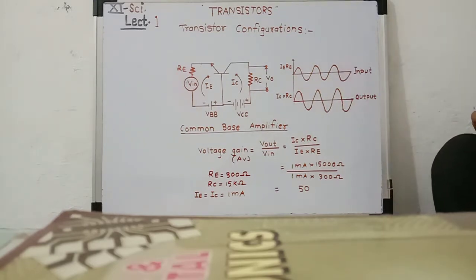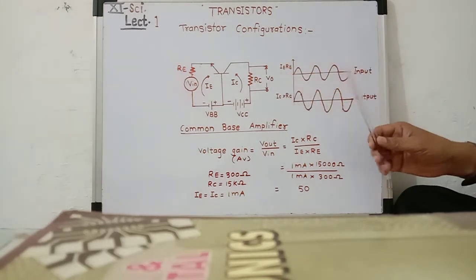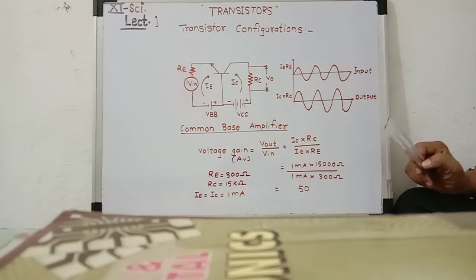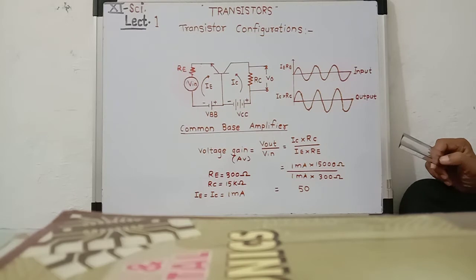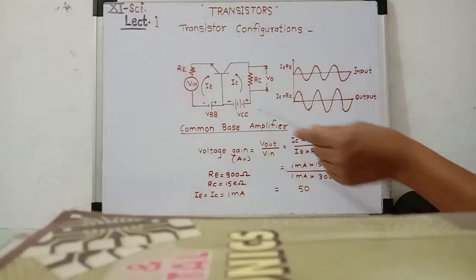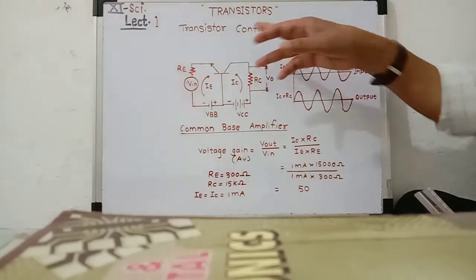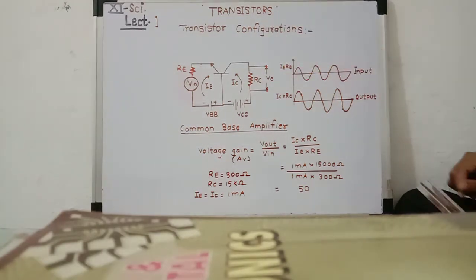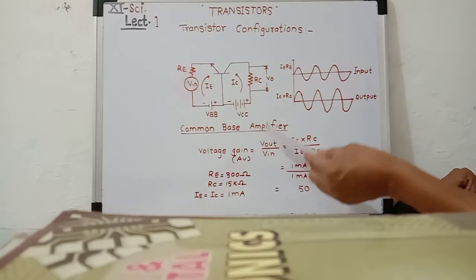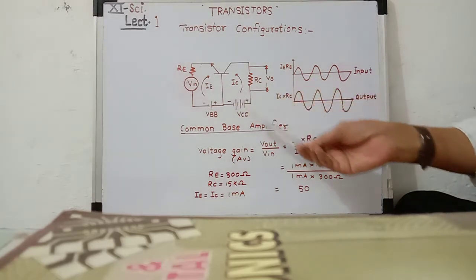To use a transistor as an amplifier, it can be connected in three different ways: common base amplifier, common emitter amplifier and common collector amplifier. First we will study the common base configuration. This is the common base amplifier circuit.